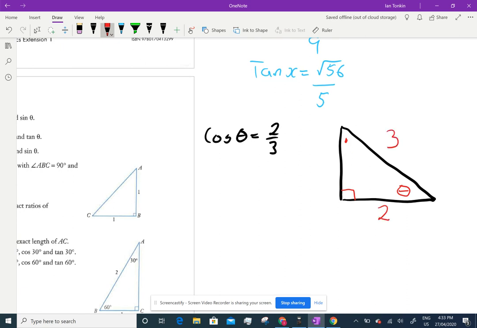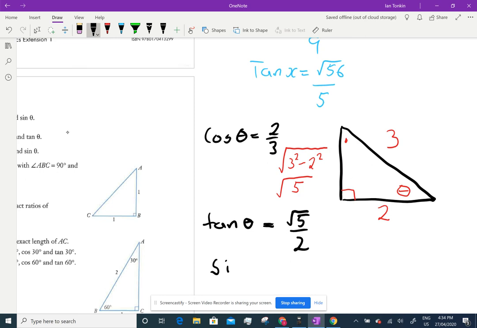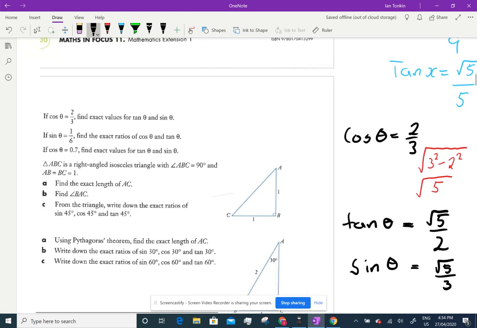And all of a sudden, you've got two sides, so you can use Pythagoras to work out this side. 3 squared minus 2 squared, which is 9 minus 4, so I'm going to get root 5. So therefore, tan theta is opposite over adjacent, root 5 over 2. And sine theta is opposite over hypotenuse, which is root 5 over 3. So it's just a case you draw yourself a little triangle.